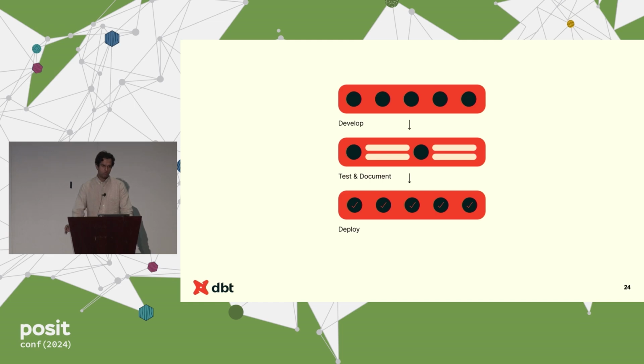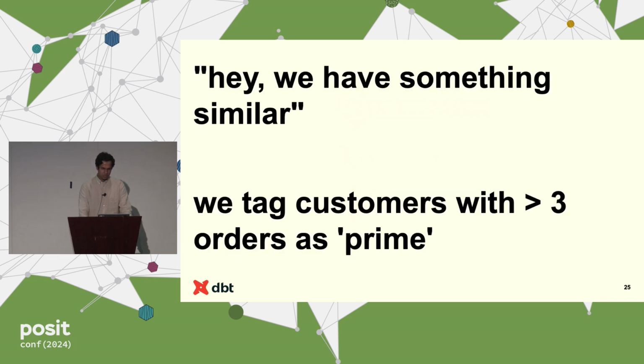Cool. So we're back at this part of the diagram, just the transformation block, which is we've developed this analysis, we've tested and documented it, and we've deployed it. So we've gone through that whole life cycle. And you're at happy hour when one of your colleagues from another team comes up to you and says, hey, we have something similar. We tag customers with more than 3 orders as prime. You guys probably know where this is going.